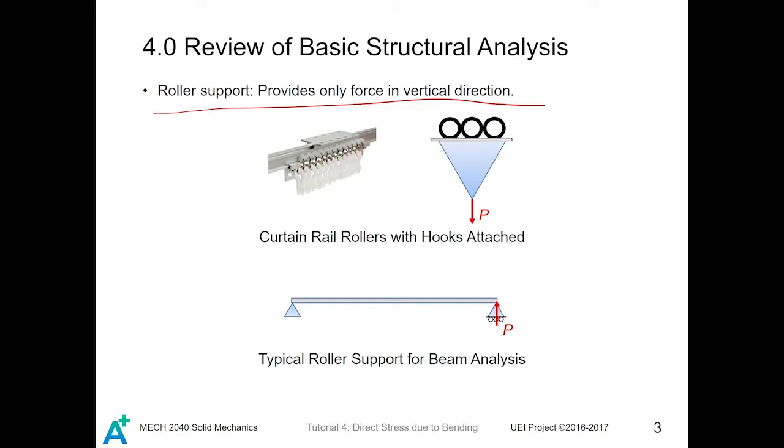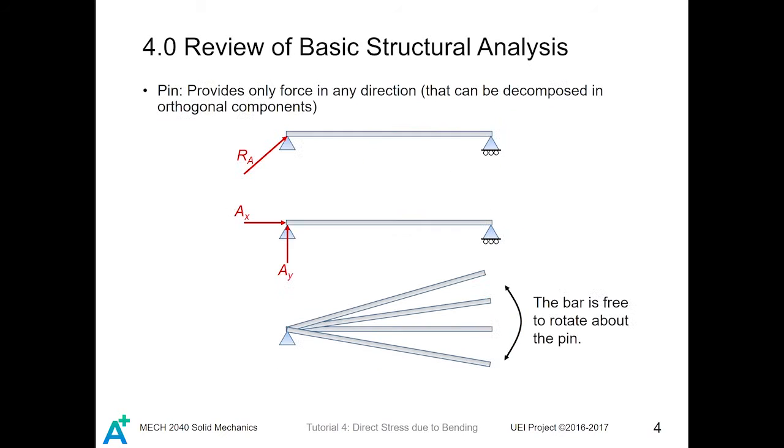In the beam analysis, the typical roller support is like this. For a simple beam, there is a pin as well as a roller support, and as you can observe, the roller support has some wheels under it. That means, therefore, it will just provide a vertical force.